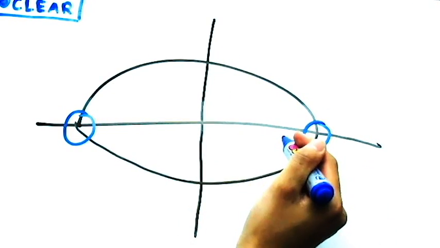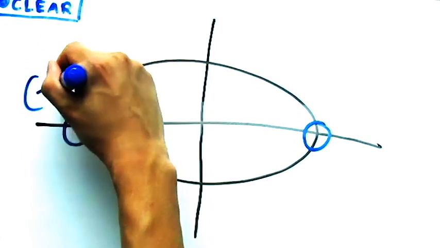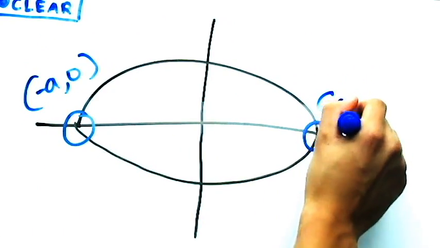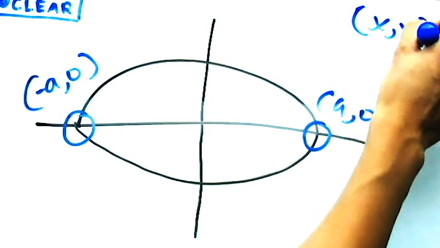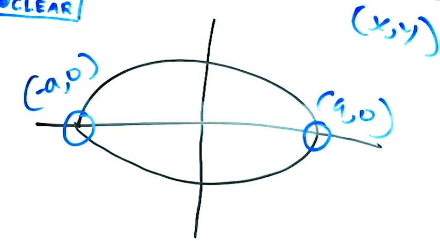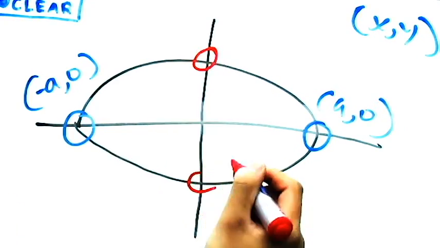The first parts are these points right here, which are called vertices. They can be labeled as negative a comma 0 and a comma 0. The a's are in the x position because it's x comma y, and because it's a horizontal ellipse, it's on the x-axis, so that's where you put the a's.